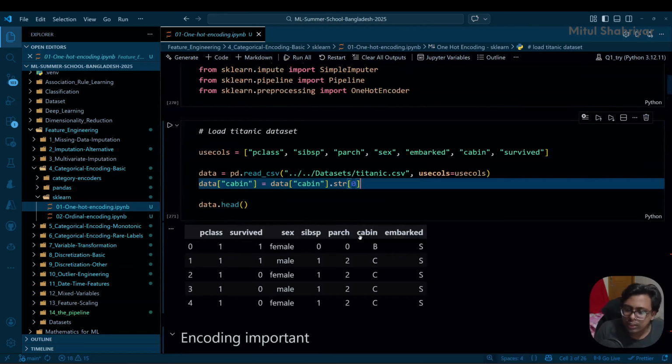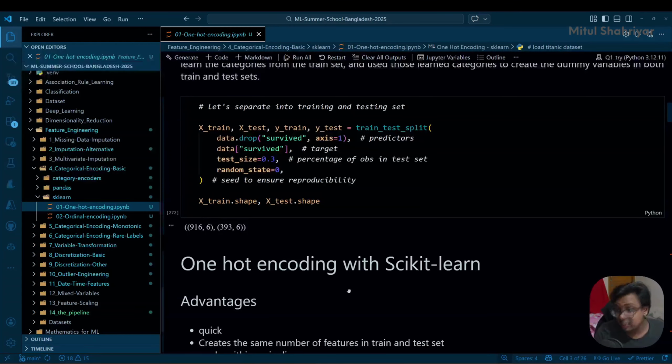Now let's look into this. I have explained this earlier as well: we drop the Survived column from X because Survived is for the Y. We are not learning from the Survived column. In X, we will have all of the other columns. So we are saying the target is this Survived column, and we drop it from X, which means all of the others are the X columns. With test size 0.3, 70% of the data will be for training and 30% for testing.